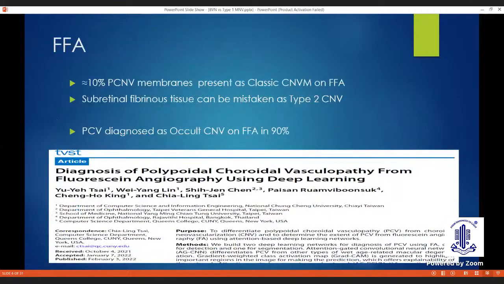In earlier days when ICG was not so good, people used to rely on FA, but in less than 10% of cases, these polyp-related CNV membranes would be picked up as classic CNVMs. The rest of them would be labeled as occult CNVM. But with the advent of AI and its coupling with the FA, there is a report which suggests that around 85 to 90% of these PCV membranes can be accurately diagnosed based on a deep learning network and the FFA.